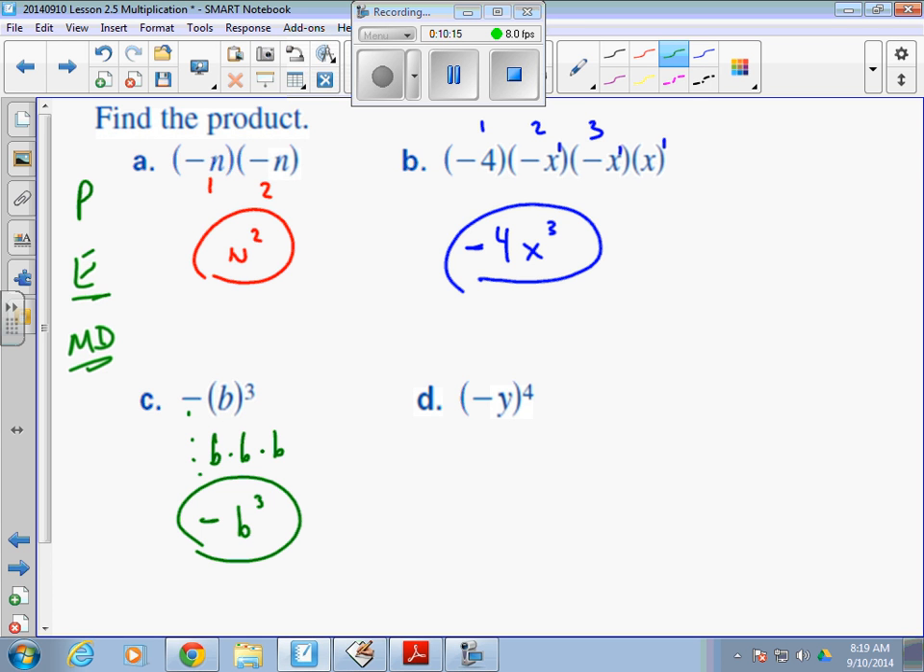And then negative y to the fourth. Now negative y is being raised to the fourth power, which means negative y times itself 4 times. That means there are 4 negative signs. That's an even amount. Even means it's going to be positive at the end, and it's y to the fourth power.